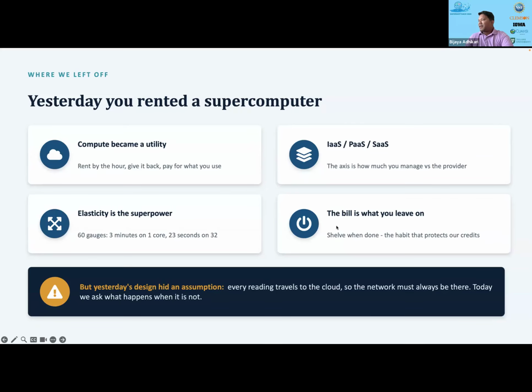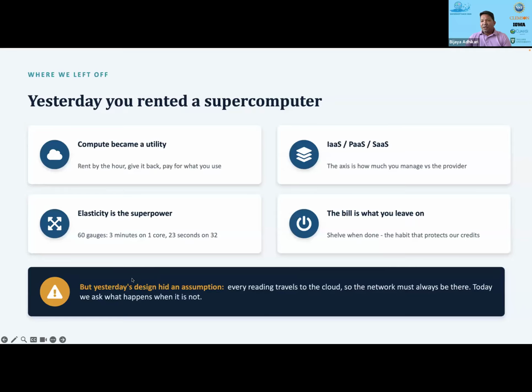And one critical reminder: you pay for what you leave running on the cloud, not what you end up using. So please be careful to shelve your resources when you are done. This helps protect the credits and minimizes the bill to the absolute minimum.